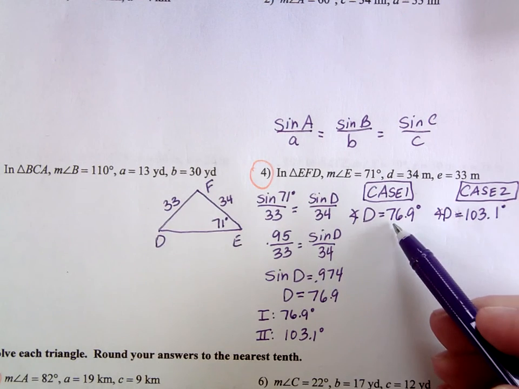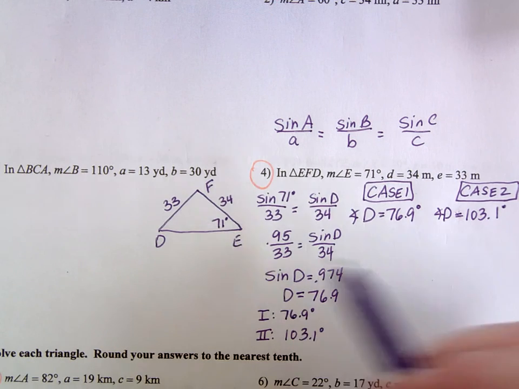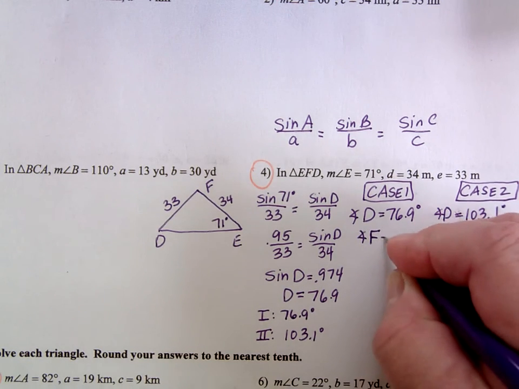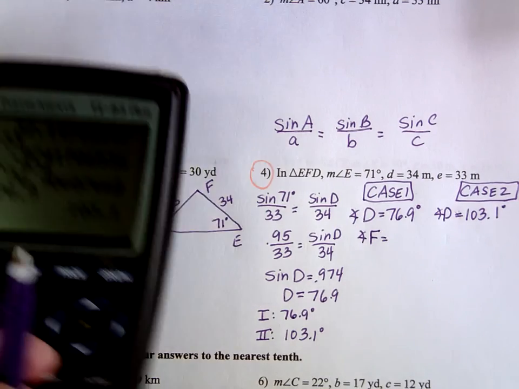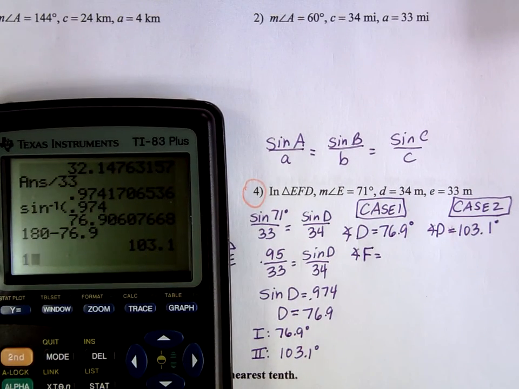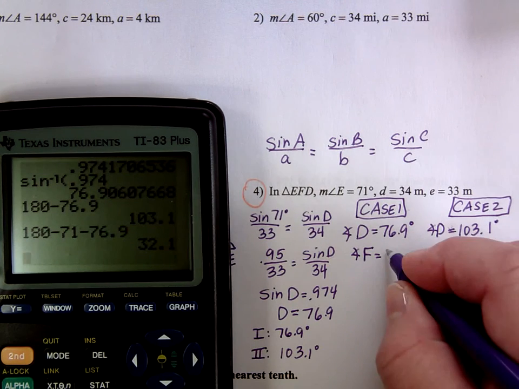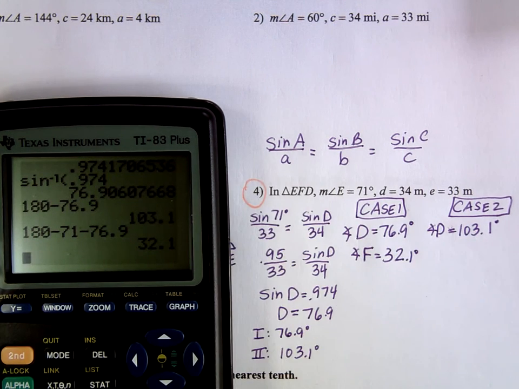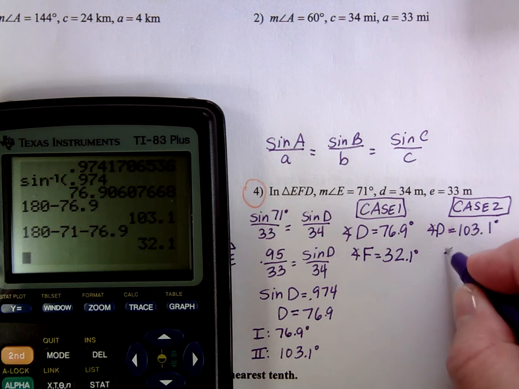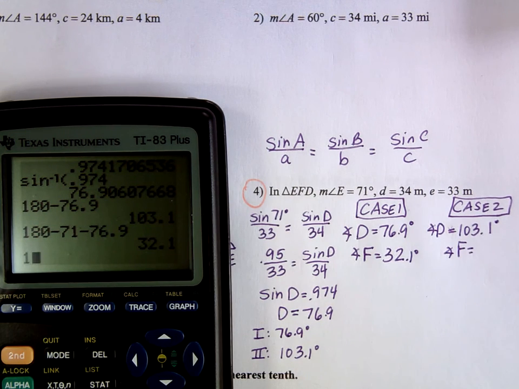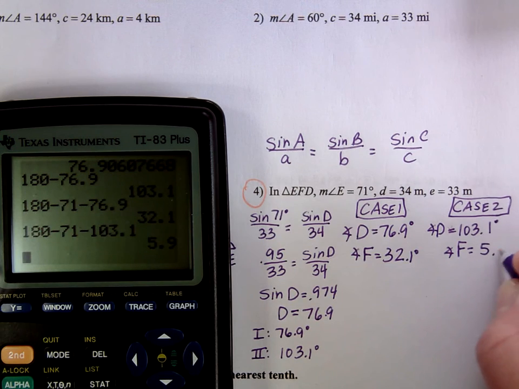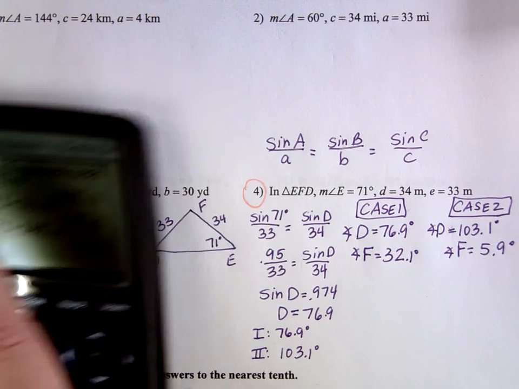If I have 76.9, I know angle E, I know angle D. That means angle F is left. So I take 180, use my calculator. If I take 180 minus the 71 I already had in the triangle, minus the 76.9, that leaves me with angle F being 32.1 degrees. If I do the same thing over here, I have 180 degrees minus the 71, minus the 103.1, and I get 5.9 degrees. So now I have all three sets of angles.